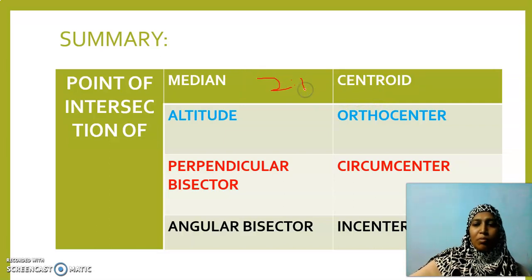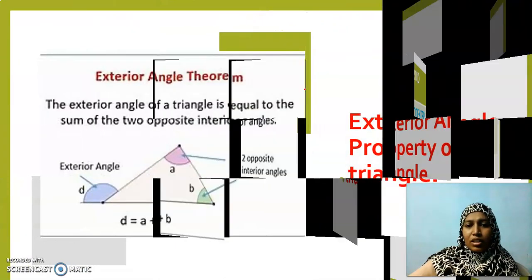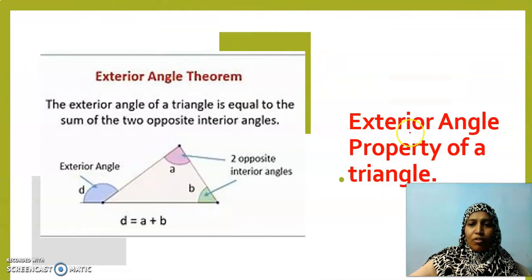Based on that, we did many problems, isn't it? Okay. Now, next thing that we learnt is exterior angle property of a triangle. That exterior angle is equal to sum of two opposite interior angles. Even with this property, we did few problems.